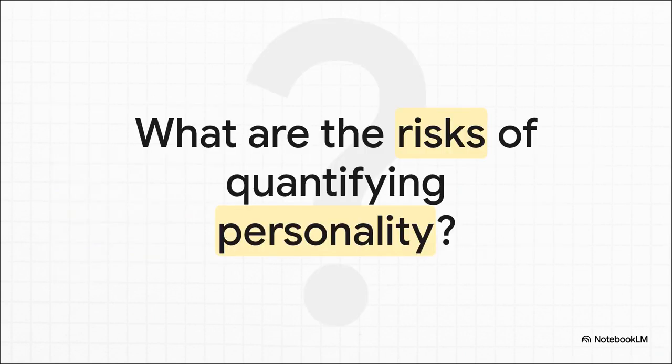And that brings us to one last, really important thought. This project is a fascinating technical achievement, it really is, but it also cracks open a much, much bigger conversation. When we start building tools that can put a number on something as personal as, well, personality, what are the implications? What are the risks and the ethical questions we have to start asking ourselves? And that's a question that goes way beyond just the code itself.